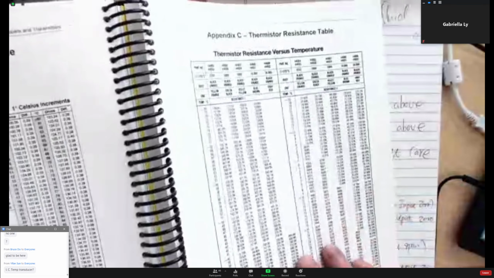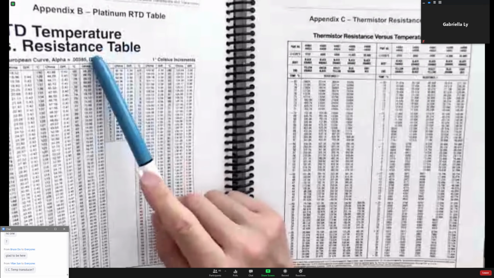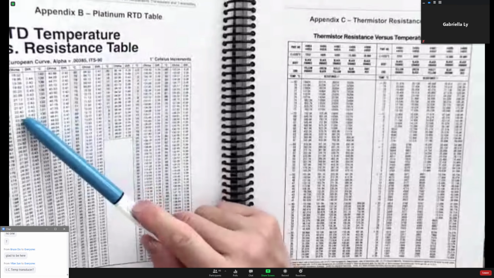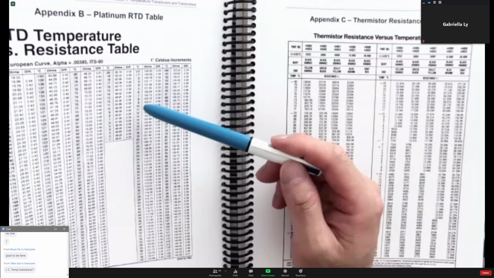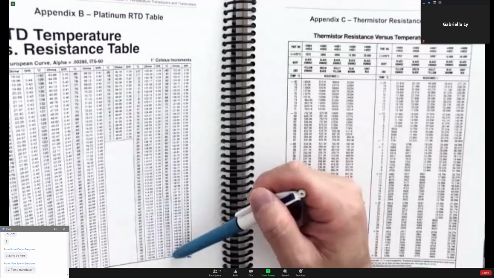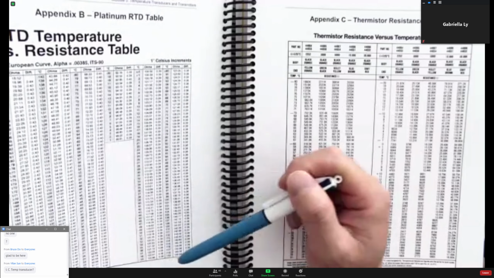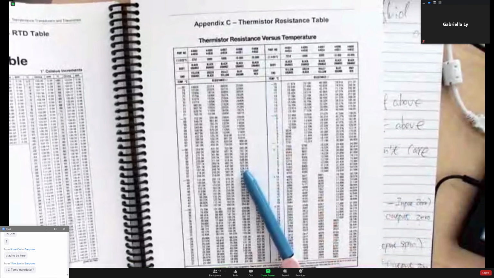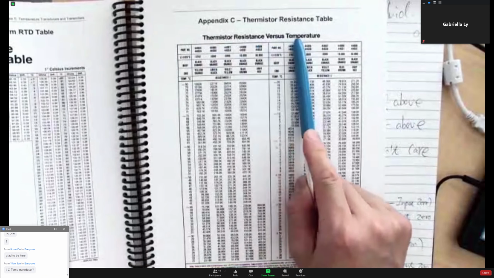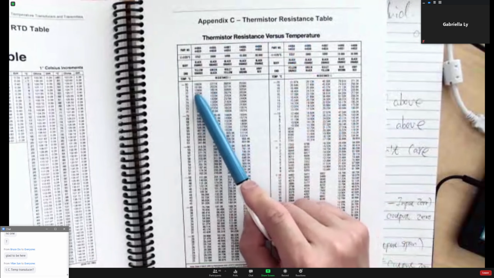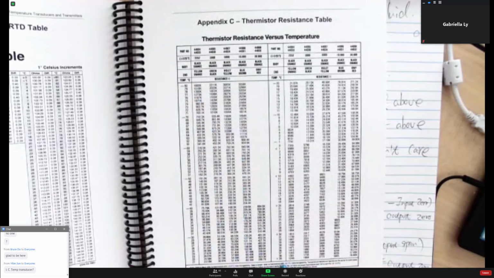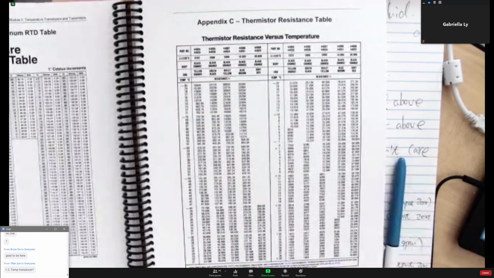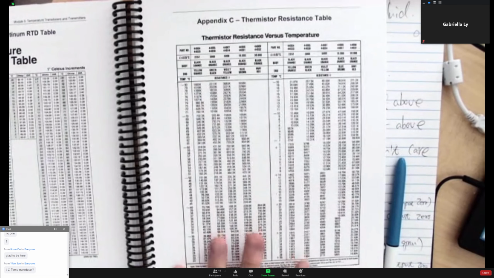Appendix B is the RTD, the resistance temperature detector. And they also start from negative 200 degrees, all the way to, I think, 119 degrees. The third table, Appendix C, is your thermistor resistance and temperature. They start at negative 80 degrees all the way to positive 39 degrees. So this is just one type of those temperature sensors.